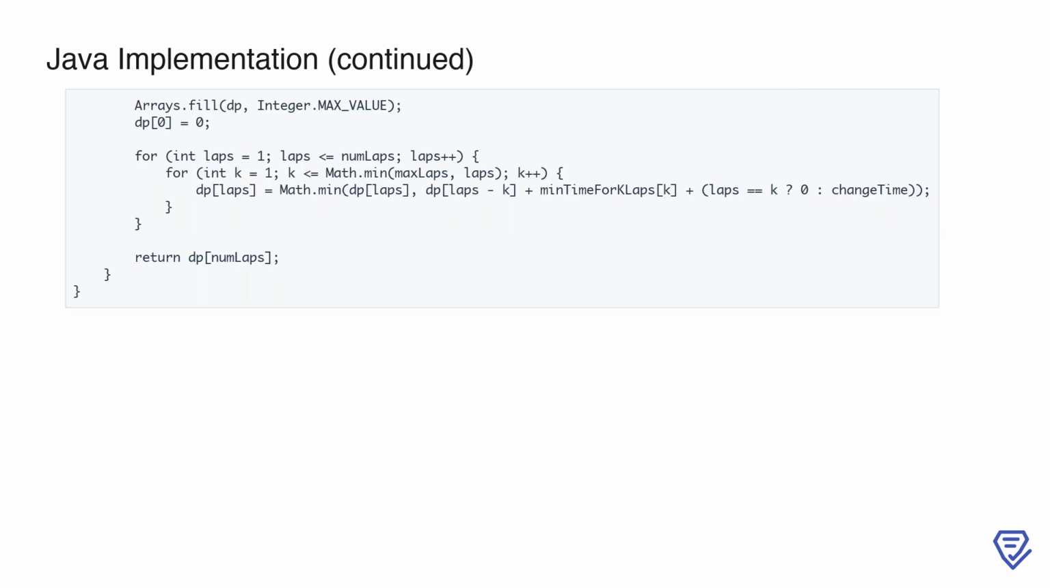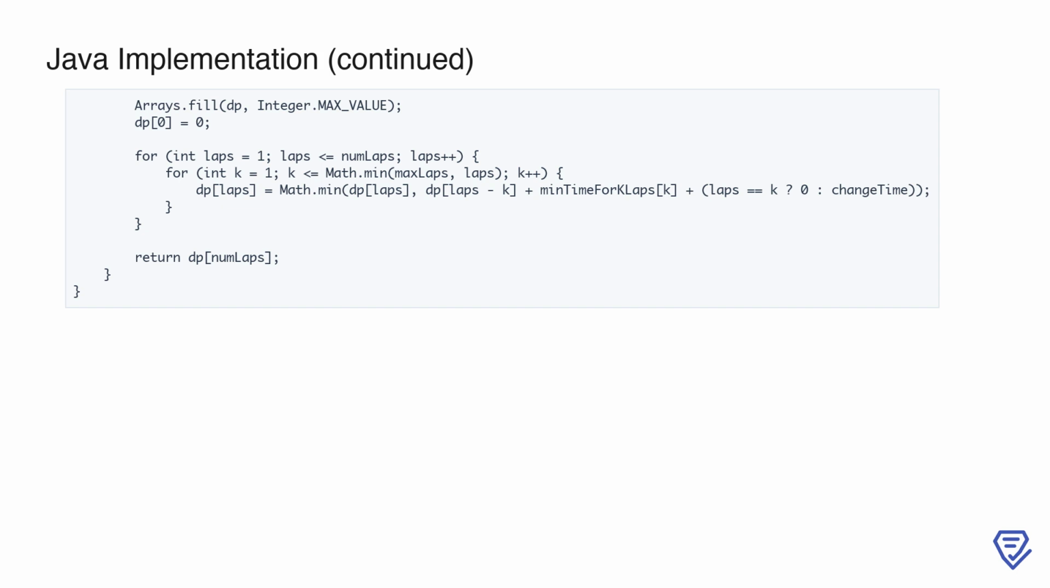Now, we move on to the dynamic programming portion of the solution. We initialize the dp array, where dp[laps] will store the minimum time to finish laps. The array is filled with Integer.MAX_VALUE to represent uncomputed states, except for dp[0], which is set to 0 since no laps requires 0 time.